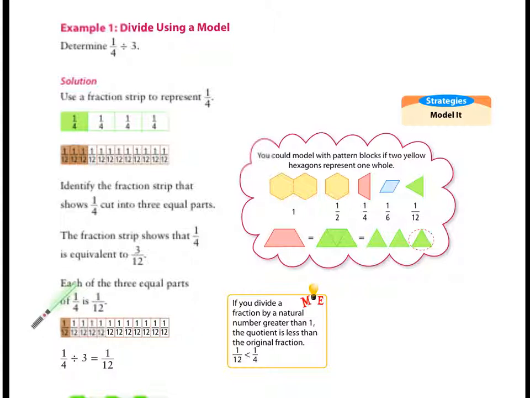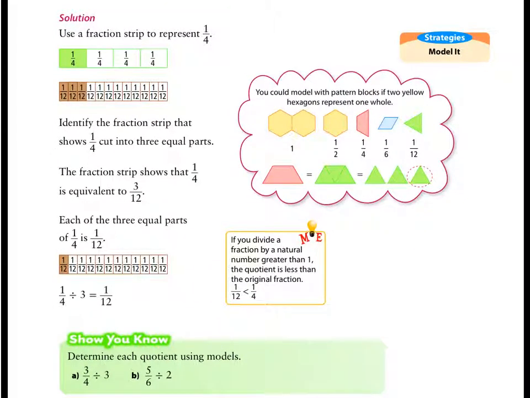Now, what you're going to do is find each of the 3 equal parts, find their value. So each of those is worth 1/12. Each of these quarters, each of these little divisions in here is worth 1/12. So 1/4 divided by 3 is equal to 1/12. It's the value of one of these little slivers, not the entire thing.